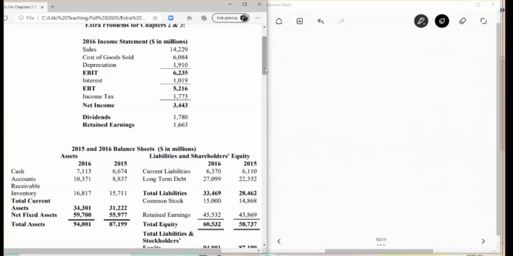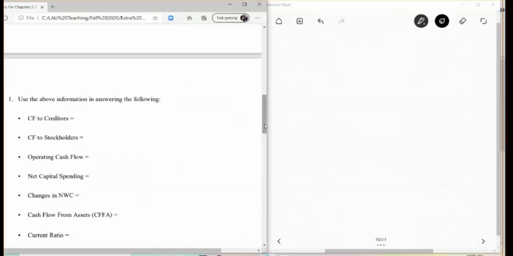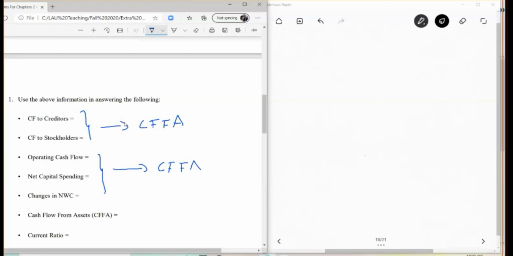So I'm going to start with the cash flow from assets. Here you are asked to compute the different components, cash flow to creditors and to stockholders. This is using the first approach. If I compute those two values, I can get the cash flow from assets. The second approach, I will need to compute the operating cash flow, the net capital spending, and the changes in net working capital. Of course, using either approach, I should get to the same answer for the cash flow from assets.